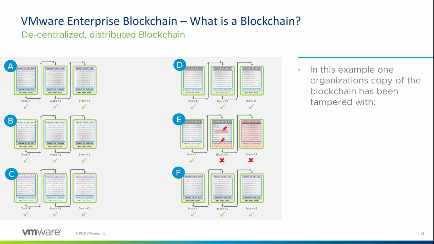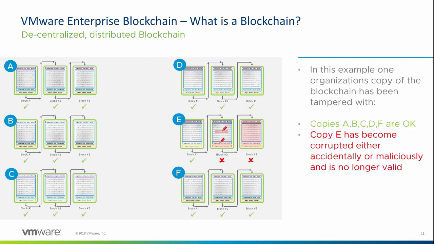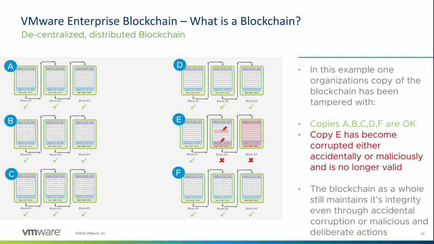So as we say here, one copy of the blockchain has been tampered with. Copies A, B, C, D and F are okay, but copy E has either become corrupted accidentally or maliciously. Either way, we know that we can't trust that copy of the block. And what we're saying is the blockchain as a whole still maintains its integrity, even through accidental corruption or malicious or deliberate actions. So this is why we talk about it having integrity, and why it's tamper-proof and tamper-evident in a way that traditional stores of information and databases just aren't.